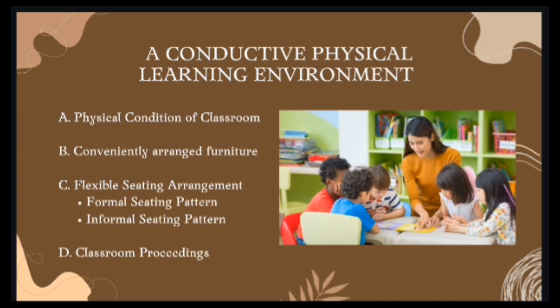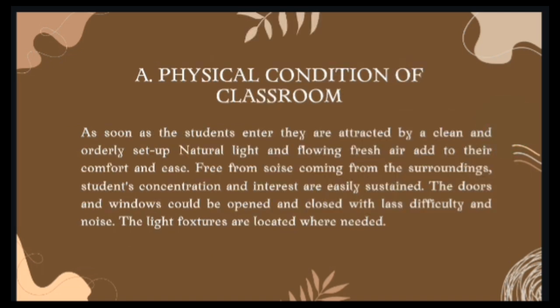So yes, a conducive physical learning environment. So A is physical condition of the classroom. B is conveniently arranged furniture. C is flexible seating arrangement, which consists of two: formal seating pattern and informal seating pattern. And lastly, D, classroom proceedings. So A, physical condition of the classroom.